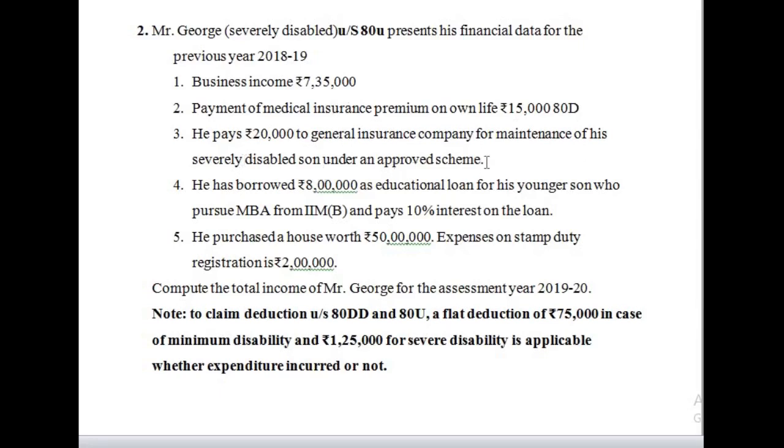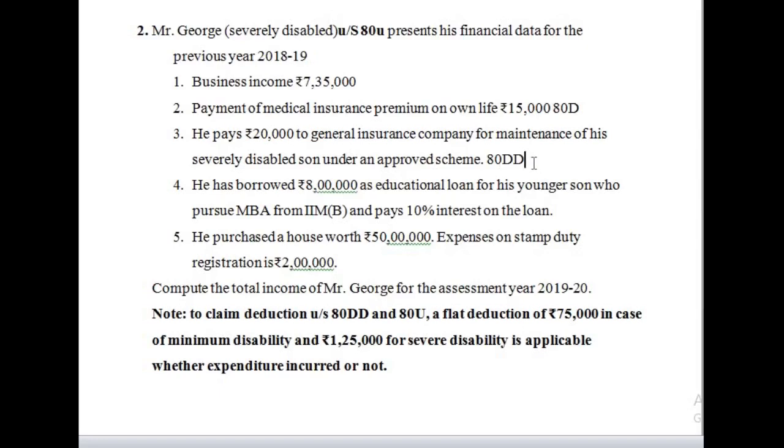an approved scheme. It is deductible under section 80DD because of rehabilitation or handicapped dependent relatives, medical expenditures incurred on dependent relatives, that is dependent son, spouse or parents. Here they have not given the kinds of diseases, so that's why it is deductible under section 80DD.